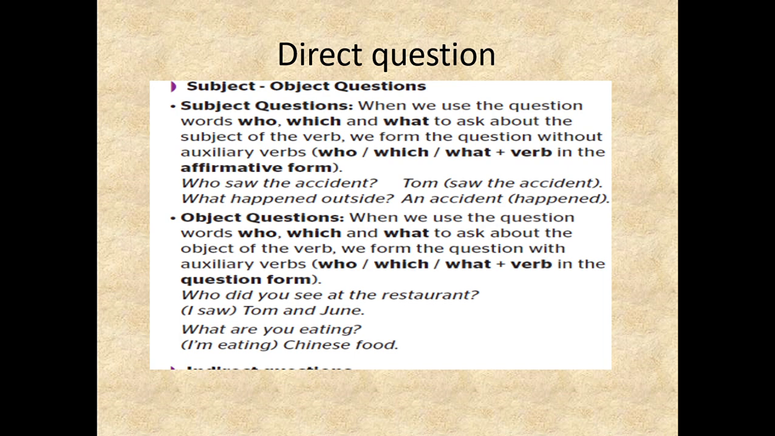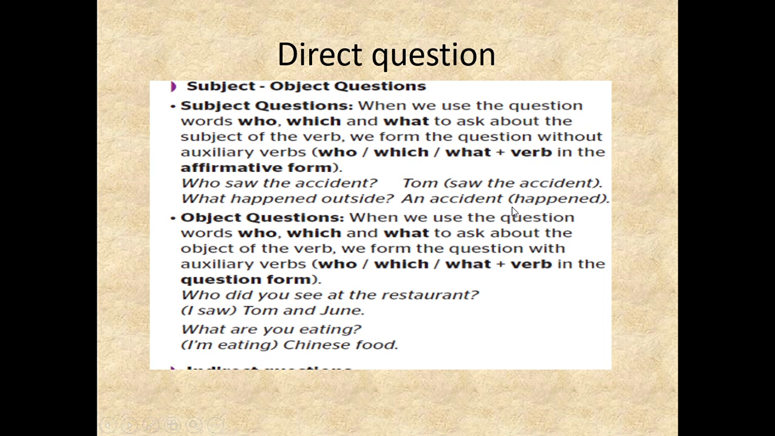Now, it's time for another part of our lesson. Direct questions. If you ask about subject questions, when we use the question words who, which, and what to ask about subject, we form the question without auxiliary verbs. Like, who saw the accident? Remove who and put the subject. Tom saw the accident. What happened outside?